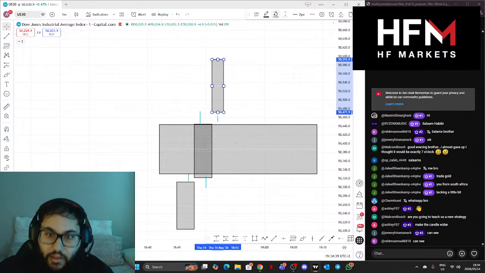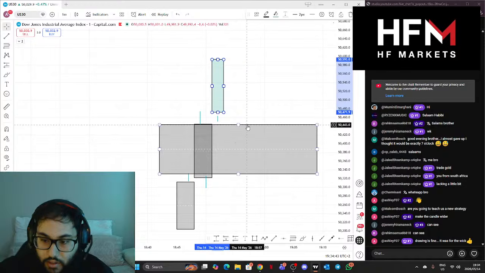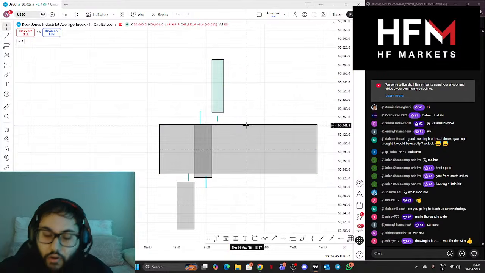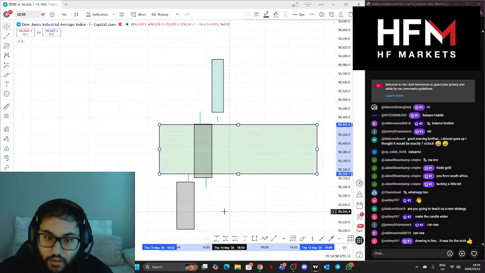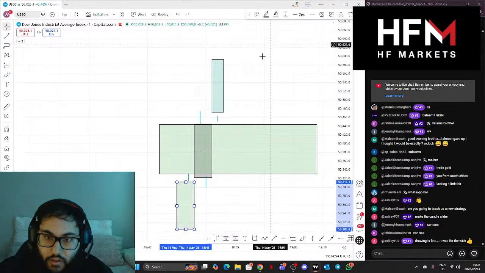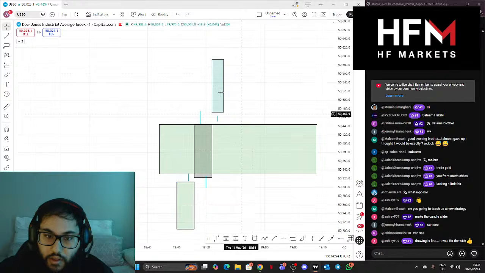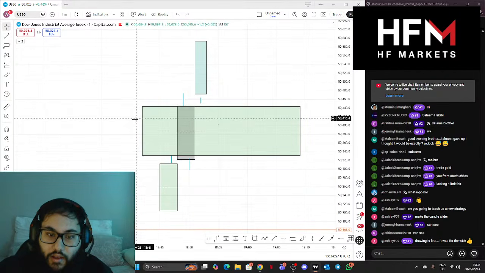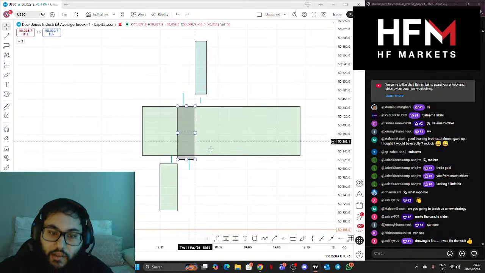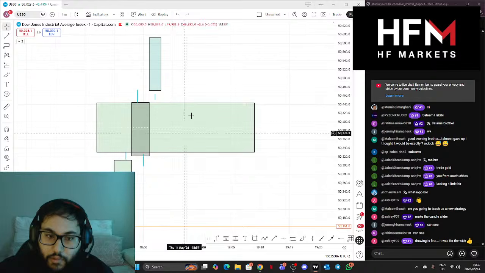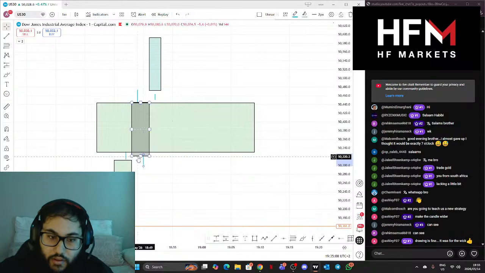Okay, I'm just going to make this green because some of you might get confused. Okay, drawing is fine. So this is basically a bullish fair value gap. You can see there's a three candle formation, there's a gap below in the middle, and that's basically your fair value gap. So that's an example of a bullish fair value gap.